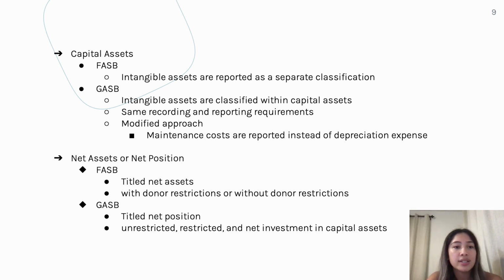And finally, under this statement, we have net assets or net position. Under FASB, we have this titled as net assets, and this is further broken down into either with donor restrictions or without donor restrictions. On the other hand, GASB has this titled as net position, and it's further broken down into unrestricted, restricted, and net investment in capital assets.